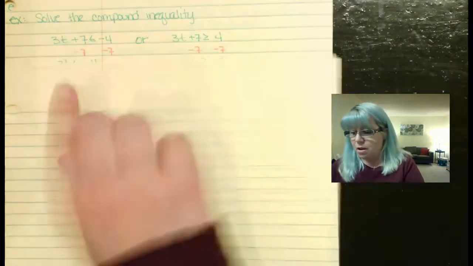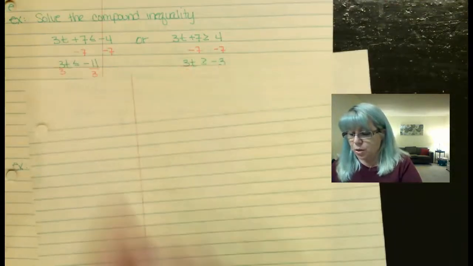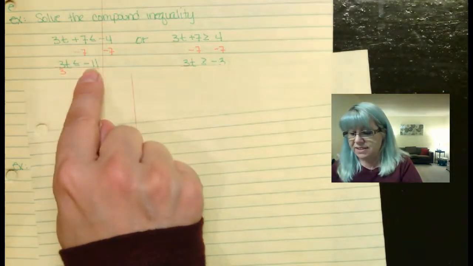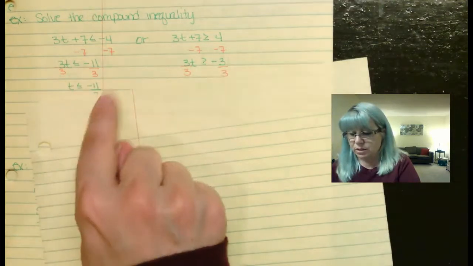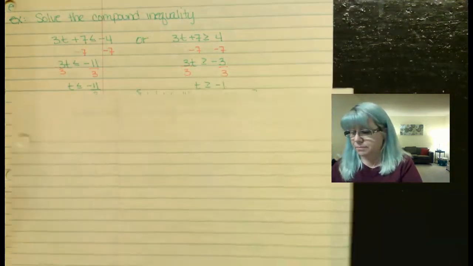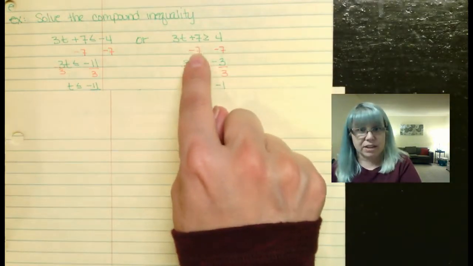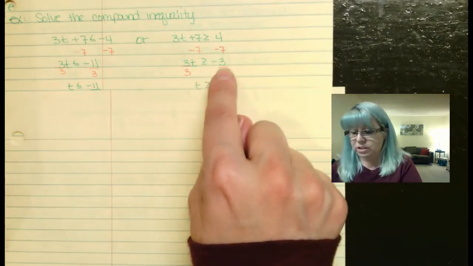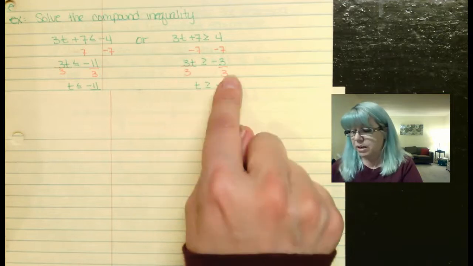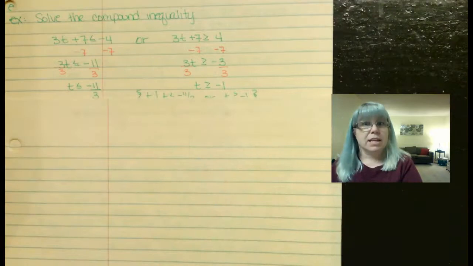Okay. For the left one, I'm going to subtract 7, that gives me 3t is less than or equal to negative 11. Divide both sides by 3. I get t is less than or equal to negative 11 thirds. For the right equation, again, I'm going to subtract 7. Now I have 3t is greater than or equal to negative 3. Divide by 3, divide by 3. T is greater than or equal to negative 1. Here's my set notation.